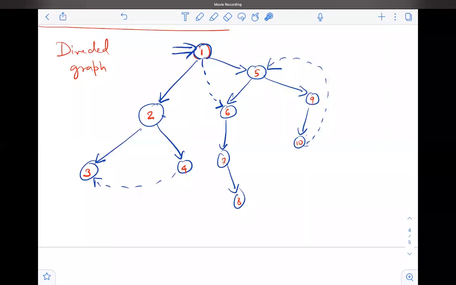So a back edge will give you a cycle. Now you can go and prove that if a directed graph has a directed cycle, then there has to be a back edge.